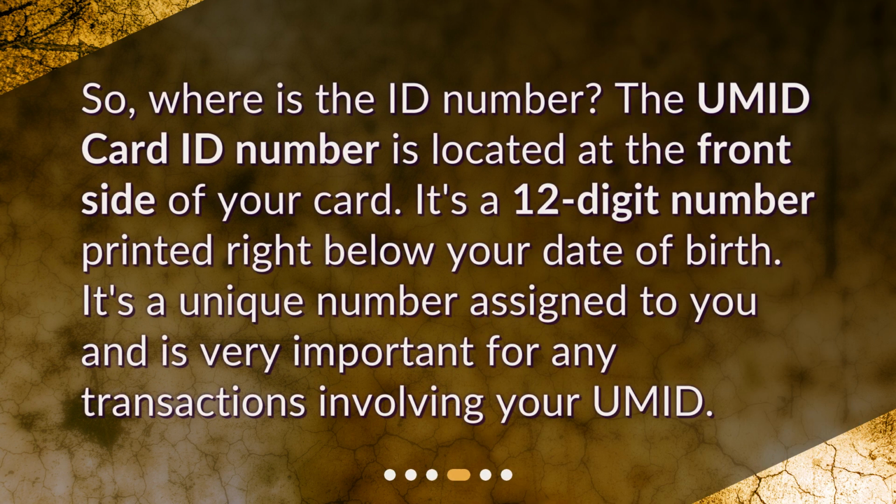So, where is the ID number? The UMID card ID number is located at the front side of your card. It's a 12-digit number printed right below your date of birth. It's a unique number assigned to you and is very important for any transactions involving your UMID.